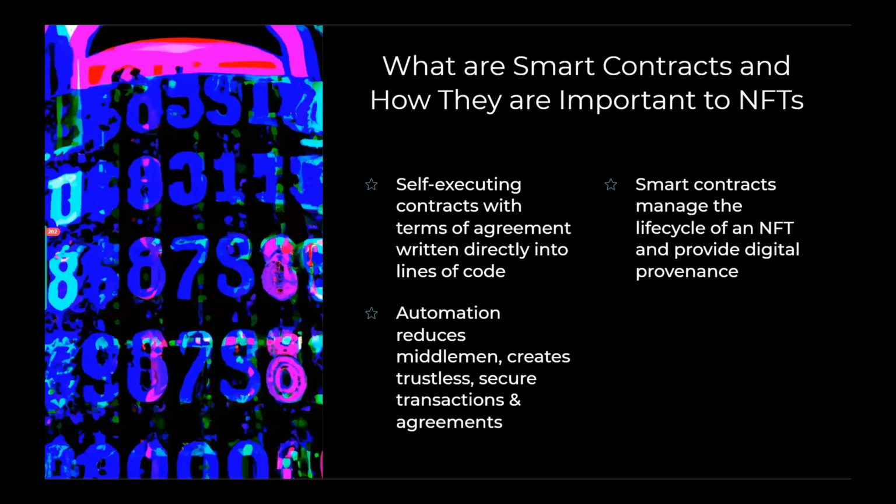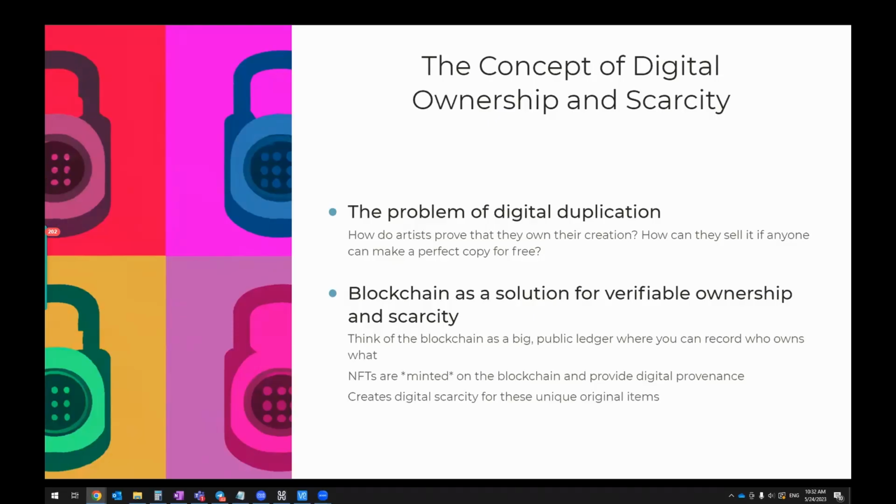And also, smart contracts by nature provide that digital provenance for NFTs, right? What does that mean? It allows you to prove that this NFT is owned by a certain person, an ownership proof, right? The concept of digital ownership and scarcity. Here's the thing. We spoke about the Pokemon cards. So let's say you have the Pokemon cards. There's only one Pokemon card ever printed.